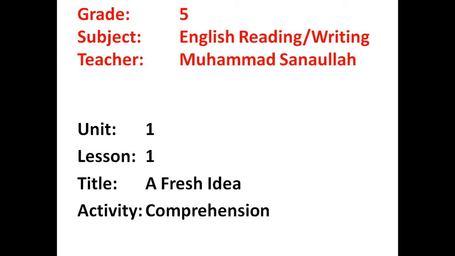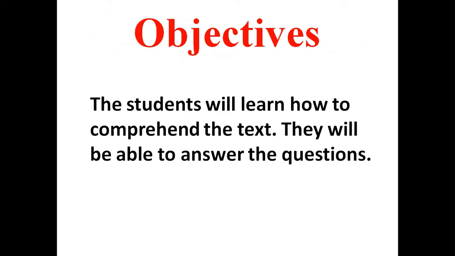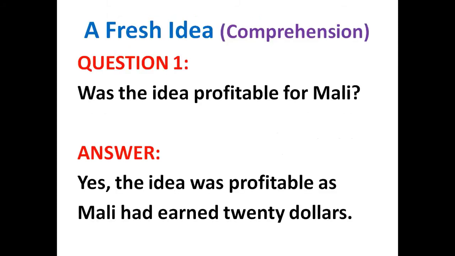Today we are going to do an activity of comprehension. This comprehension activity will be done for the lesson A Fresh Idea, that is lesson number 1 from unit 1. During our previous 3 lessons, not only did we read the story, we also wrote words, meanings and sentences. These are the two main objectives for our today's online lecture. The students will be able to learn how to comprehend the text. Also, they are going to answer the questions.